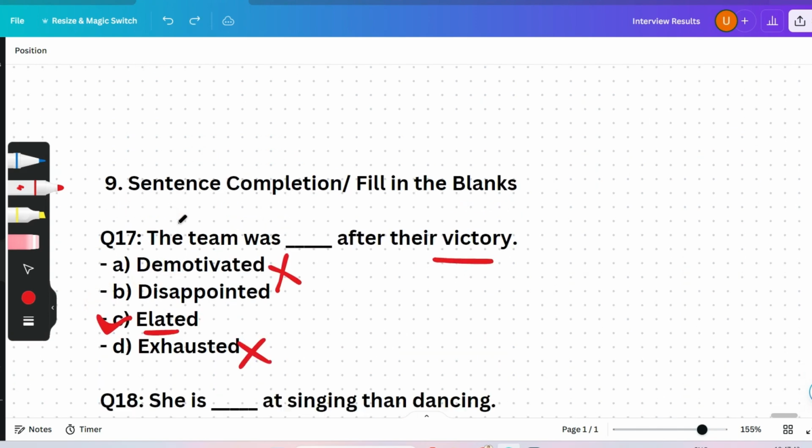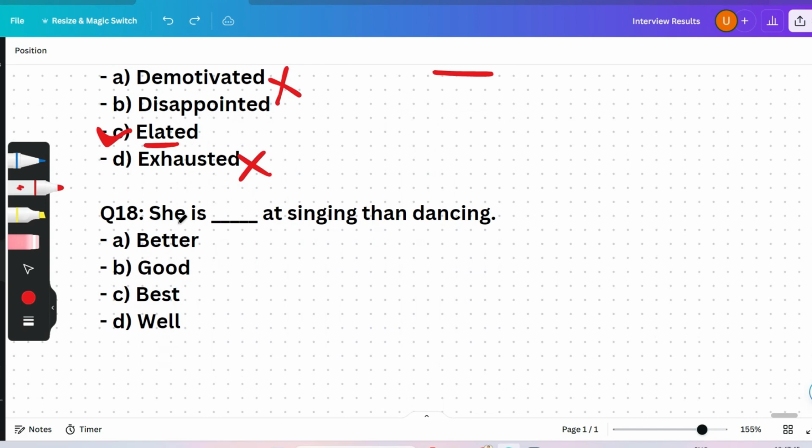Okay, so the next question is, she is dash at singing than dancing: better, good, best, or well. So here, will best be used or not? Best is used in the case of a superlative degree, like one person who is a unique character in the class or something. Then we use best, like Saurabh is the best player in cricket. This way we can use best.